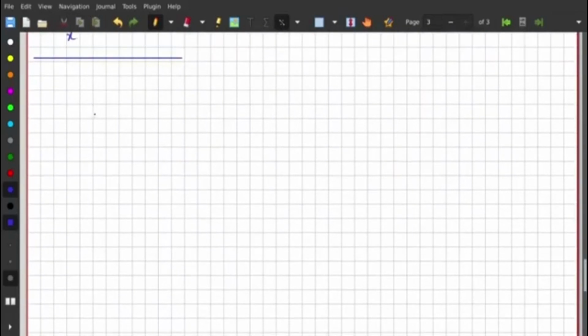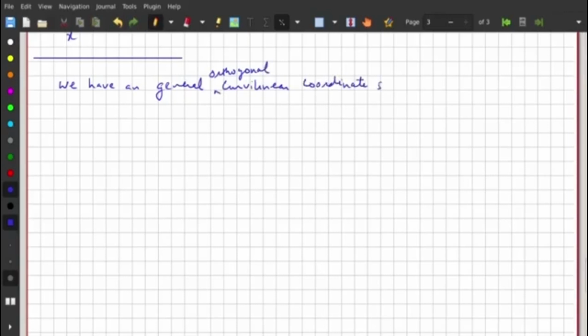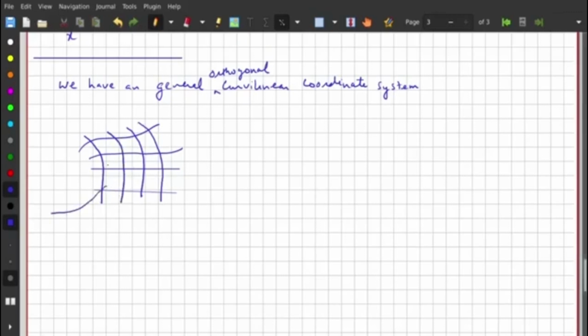Okay, so let's start. Let's assume we have a general, or let's say orthogonal, curvilinear coordinate system to begin with. In 2 dimensions, the coordinate systems could look something like this. This is any arbitrary system, and then we can also have the 3rd dimension. So that's the generic coordinate system that we are thinking about.